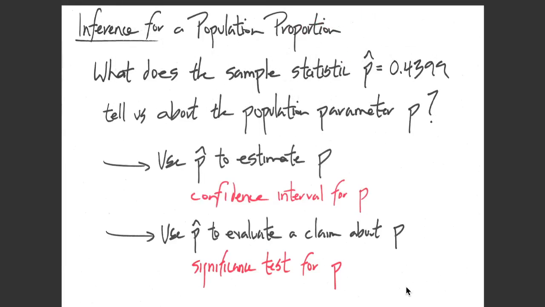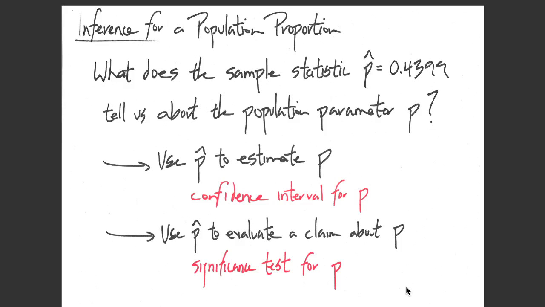So, what does that sample statistic, P hat, 43.99%, tell us about the population parameter P, the true proportion who approve of the job the president's doing? Well, just at sort of a gut level, we would be comfortable saying that, presumably, the true proportion of all adults is somewhere near 44%, but we wouldn't want to say that it's exactly the same as the sample proportion.